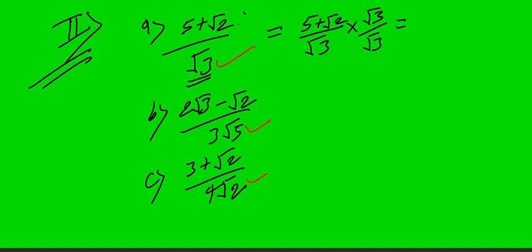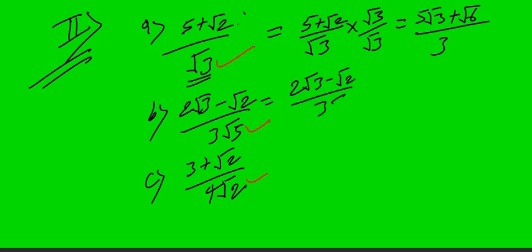So what will it come? It will come 5 root 3 plus root 2 into root 3, it is root 6, upon 3. This is our solution. Similarly here you have to do, here you have to multiply: 2 root 3 minus root 2 upon 3 root 5. Here you have to multiply root 5 and root 5. You will get the solution.